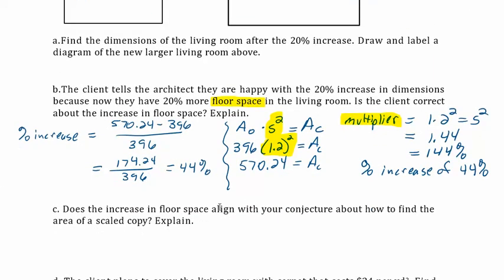Part C, does the increase in floor space align with your conjecture about how to find the area of a scale copy? Yes, it does. Our conjecture was that it was s squared, and that worked right here. We just did it.